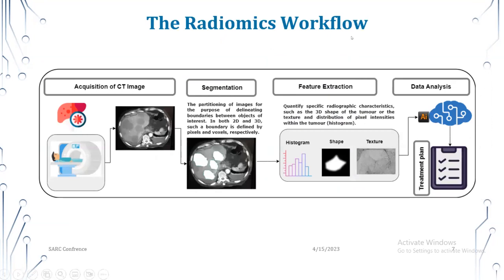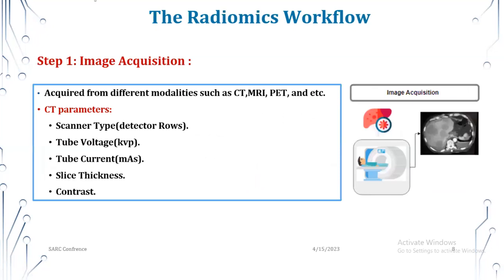So what is the radiomics workflow? It starts by acquiring CT, MRI, or PET scan images, and then the segmentation step, which means delineating the region of interest, which means the cancer area. Then after delineating the cancer area, we can extract the features from this area that can be used for predicting the chemotherapy response or for predicting the diagnosis. So let's see each of these phases.